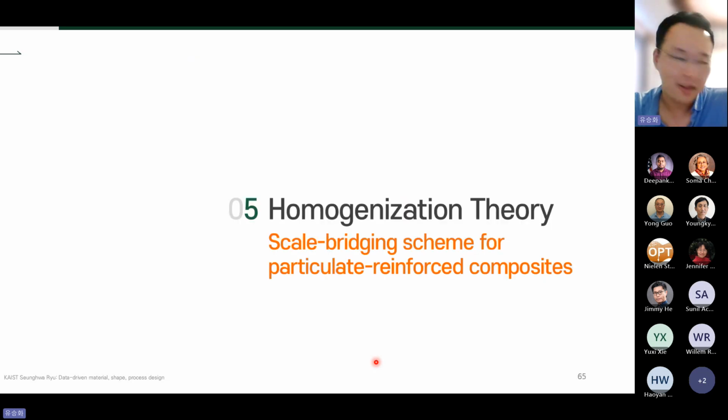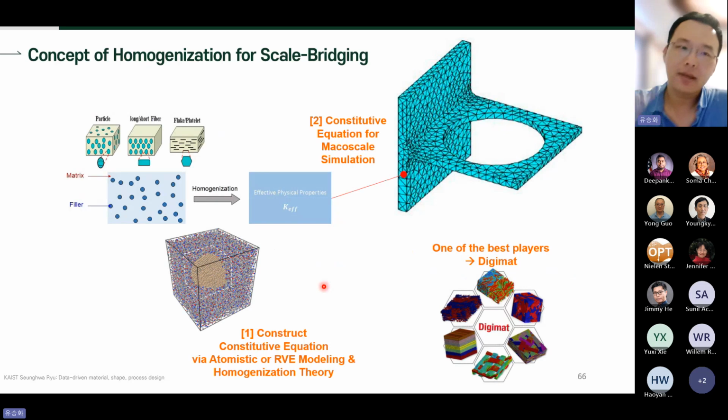And the last part, let me briefly touch on homogenization theory. This is a typical scale bridging scheme for particulate reinforced composites. So the entire holistic view is something like this. Suppose that we make some part out of nanocomposites or microcomposites having nanoscale or microscale inclusions. What we can do is construct a constitutive law out of atomistic modeling or FEM-based RVE modeling combined with homogenization theory. And after we construct this constitutive law, it can be input into the macro scale simulation.